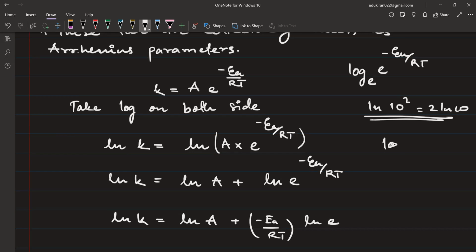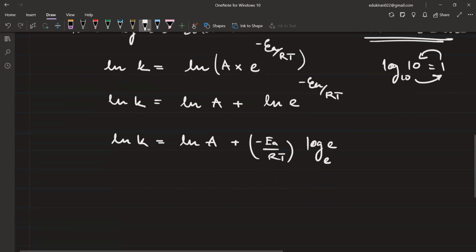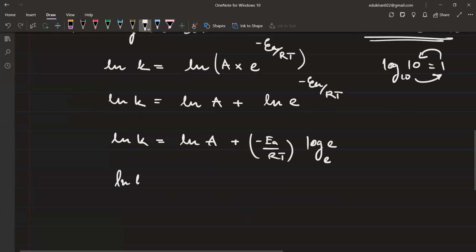Now, log with base 10 of 10 will be equal to 1 because 10 to the power 1 is equal to 10. So ln e will also be what? ln e is actually log of e with base e. So this will be equal to 1. And then further we can write ln K is equal to ln A minus Ea upon RT.